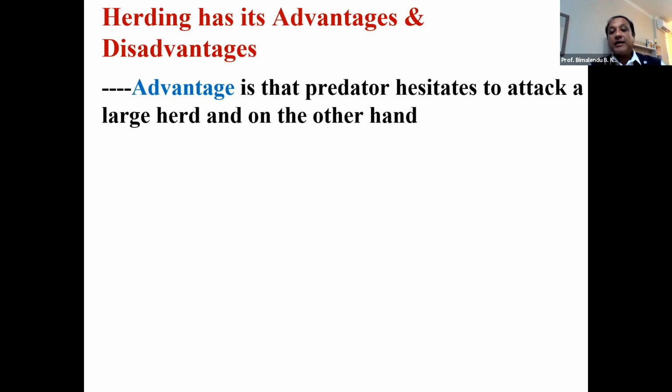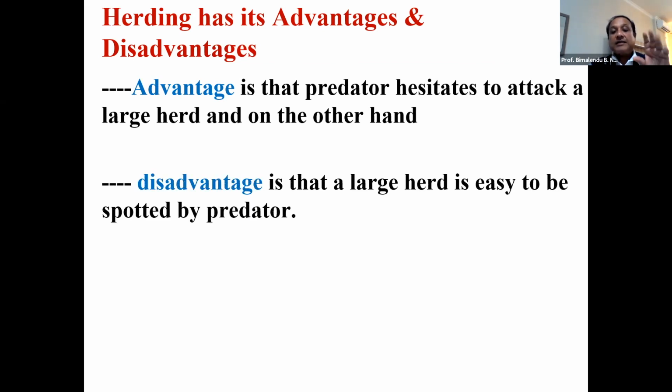Quickly, again, we can repeat that the predator hesitates to attack a large herd. And on the other hand, the disadvantage is that if the size of the herd or group is very, very big, then they're easily spotted by the predator. That's also a disadvantage. And the advantage is that when there are many in a group, the predators will have to think about how they will attack. It is not very easy to attack.